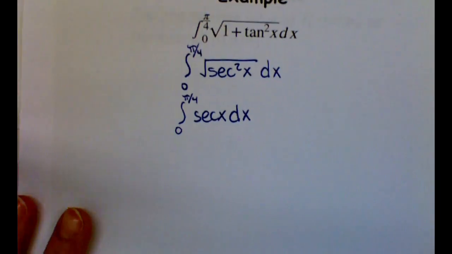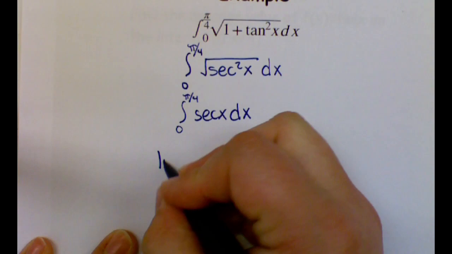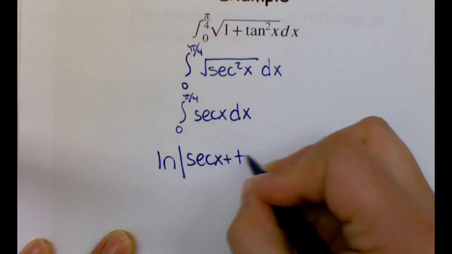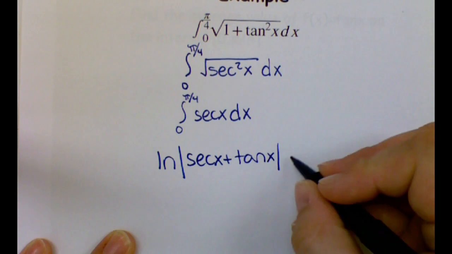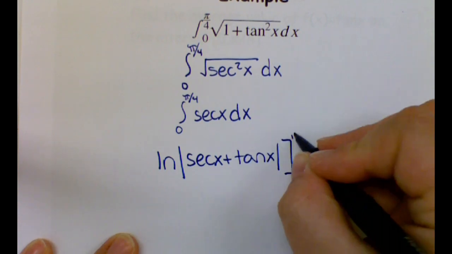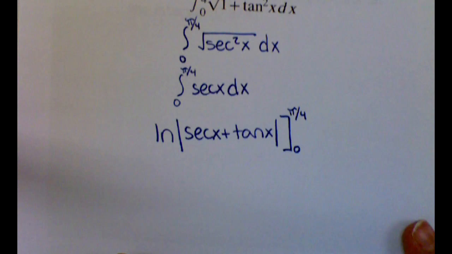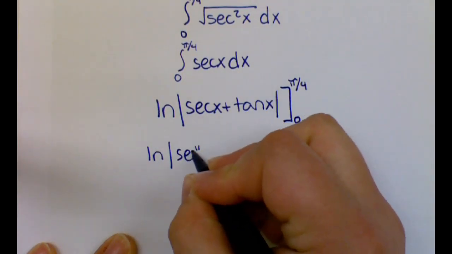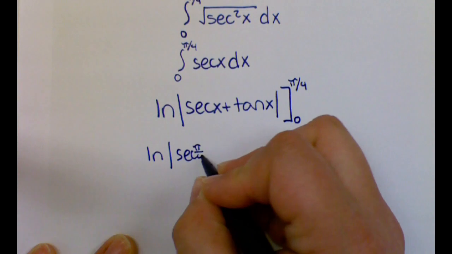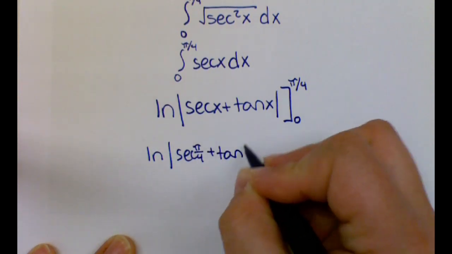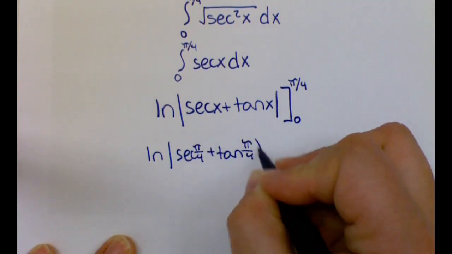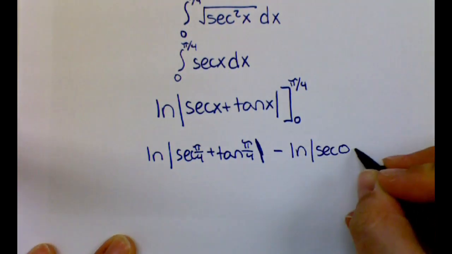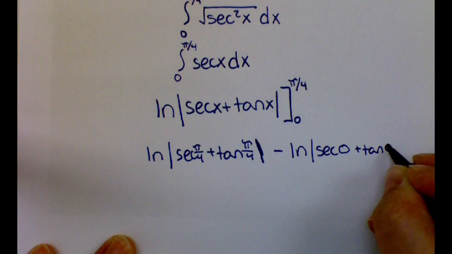We just figured out the antiderivative of secant. It's natural log of secant of x plus tangent of x from 0 to pi over 4. So now we plug in our 2 answers. Natural log of secant of pi over 4, my goodness, plus tangent of pi over 4, minus natural log of secant of 0 plus tangent of 0.